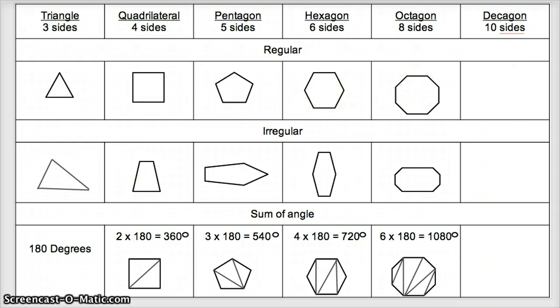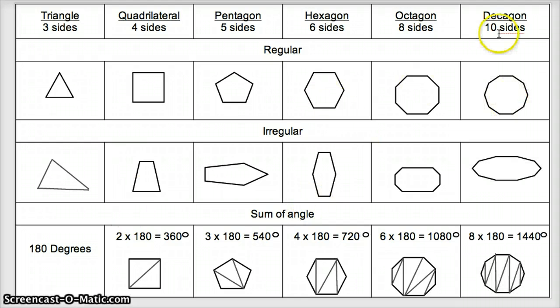The last one is a decagon. A decagon is something with 10 sides. This would be a regular decagon. This would be an irregular decagon. And as you can see, I can split up a decagon into 8 triangles. So 8 times 180 would give you 1,440 degrees.